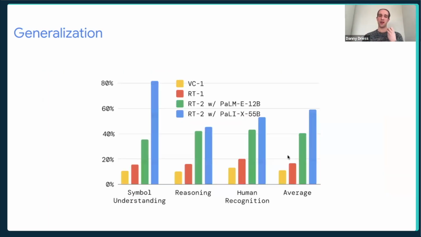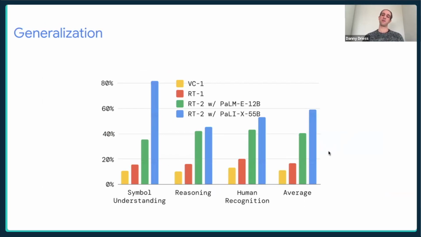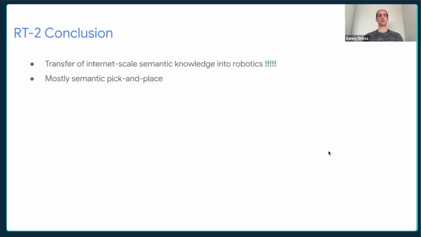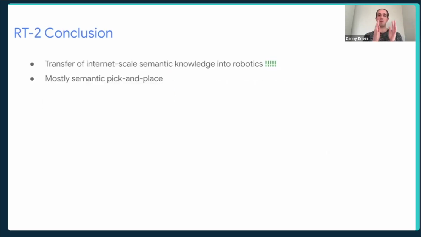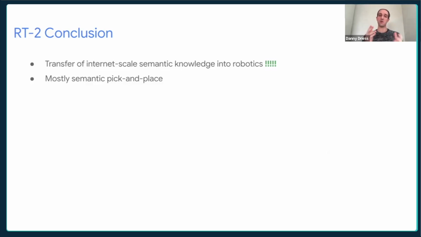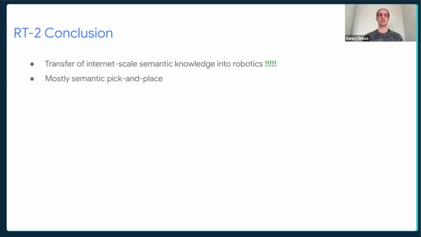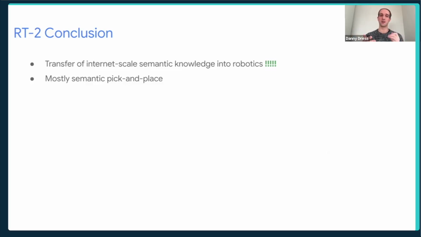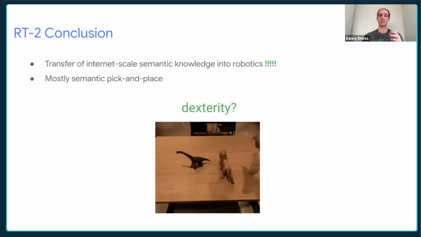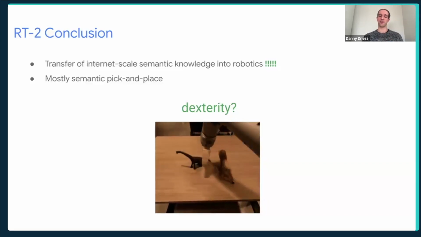What we show with RT2, and here you see some more numbers showing more generalization results, is that we can transfer internet scale semantic knowledge into robotics. And that, at the time when we did it, was really remarkable, because that was basically the first time that we more or less saw this transfer of other data sets that had nothing to do with robotics into these robot action data sets. However, one has also clearly to say that the generalization that we saw was mostly semantic pick and place. So the whole thing wasn't very dexterous. So this is not a very dexterous task, especially if we compare it to the laundry video that we showed in the beginning.